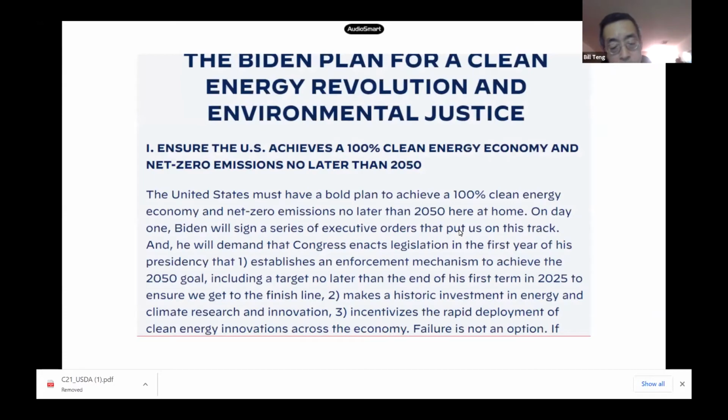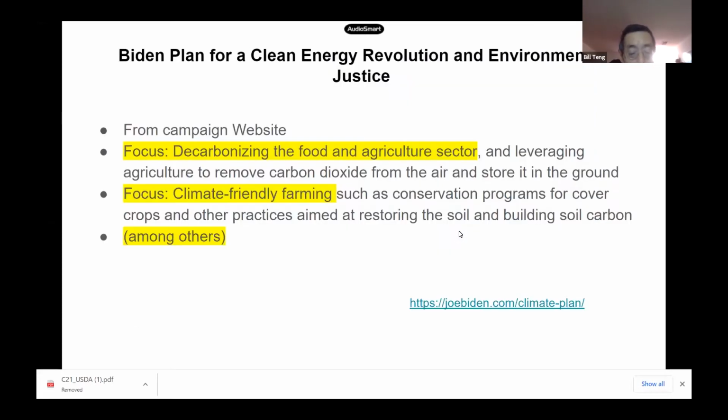So these 2 documents were key inputs to the Biden climate plan. Here's a screenshot of the plan from Biden's campaign website. And here again, we're highlighting just a couple of focus areas of the plan: decarbonizing the food and agriculture sector and climate-friendly farming.